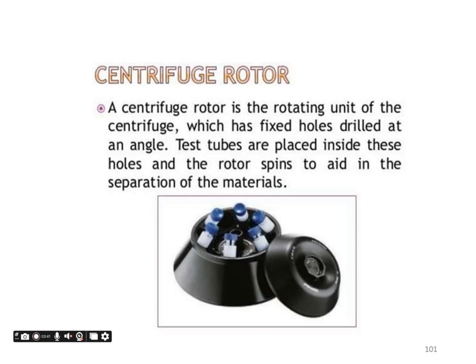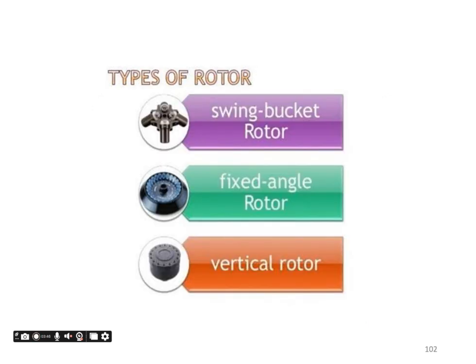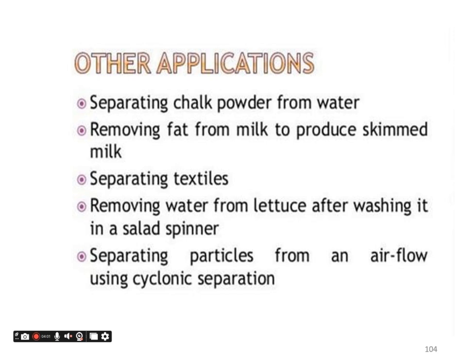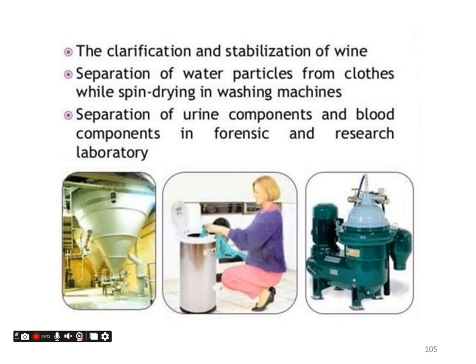Then what are the different types of centrifuge? They come in the form of centrifuge rotor, swing bucket rotor, fixed angle rotor, and vertical rotor. And what are the applications of centrifugation? Separation of solid substance from highly concentrated suspension, separation of oily concentrated sludge, separation of chalk powder from water, removing fat from milk, cyclonic separation, clarification, stabilization, and separation of urine and blood components in forensic and research labs.